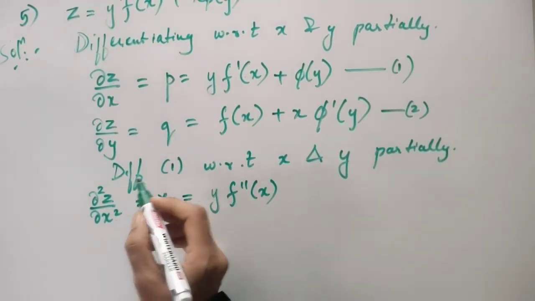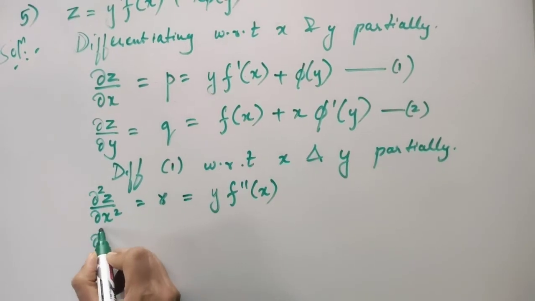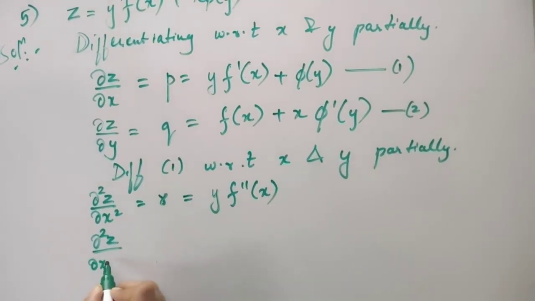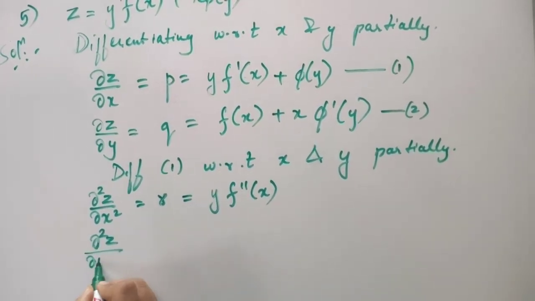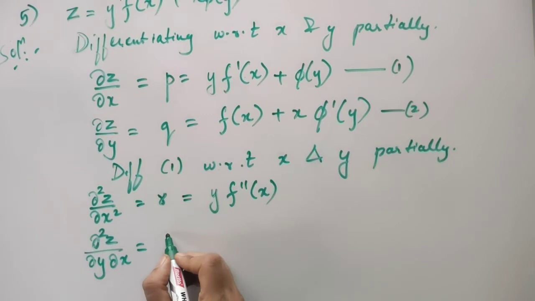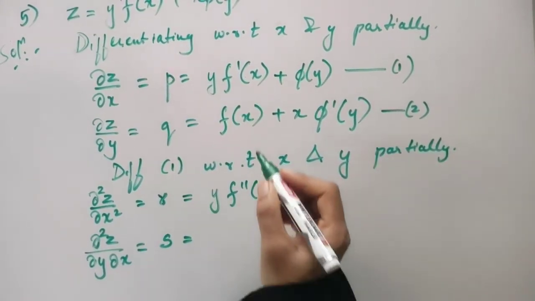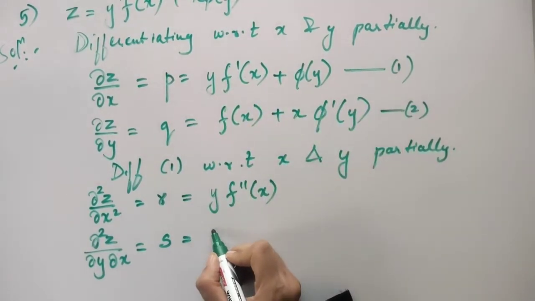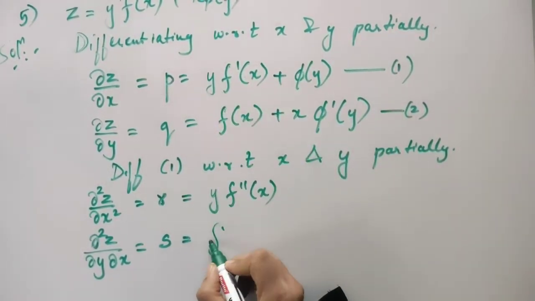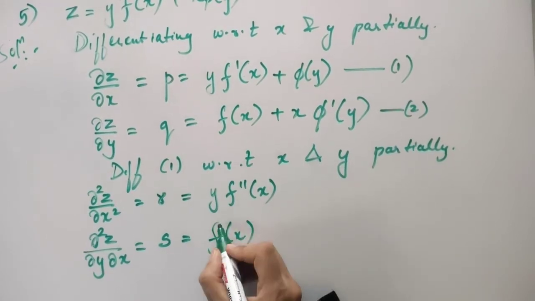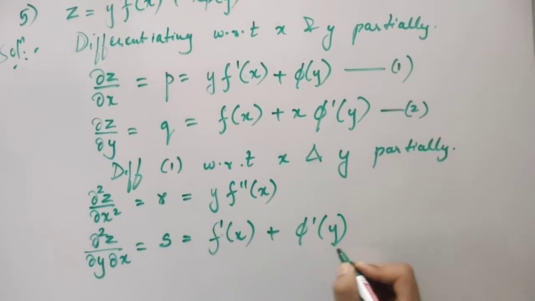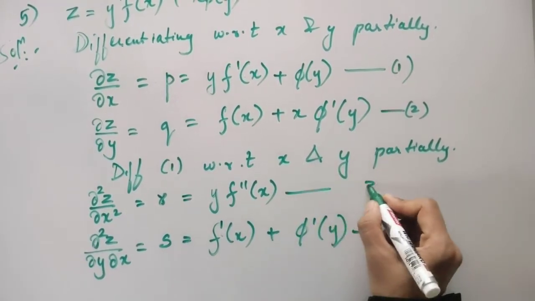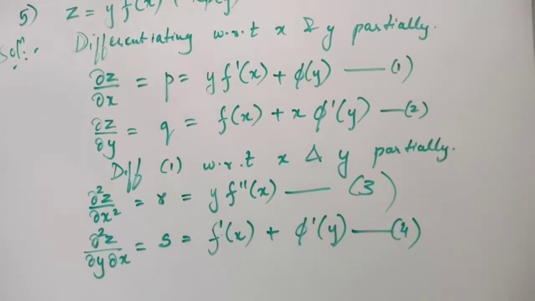Now let's again differentiate equation 1 with respect to y. So it will be ∂²z/∂x∂y, or ∂y∂x, and that is denoted by s. You know very well, it is denoted by s. So derivative of this with respect to y will be y, derivative of y is 1, f'(x) as it is, plus derivative of φ(y) with respect to y, it is φ'(y). Call this equation 3, call this equation 4.